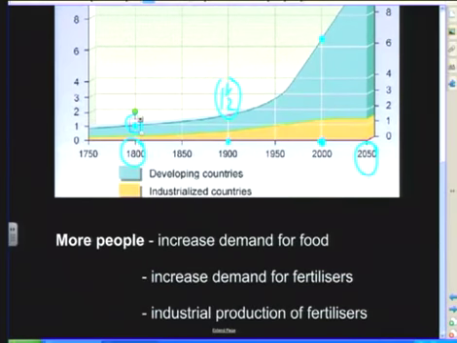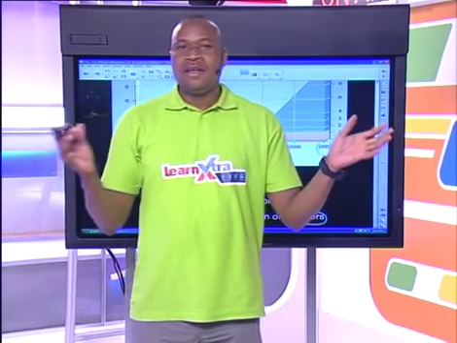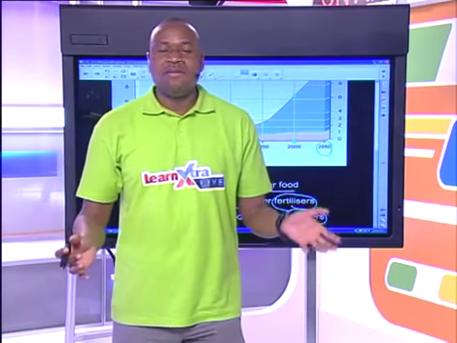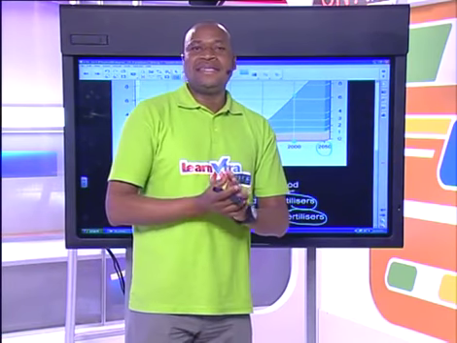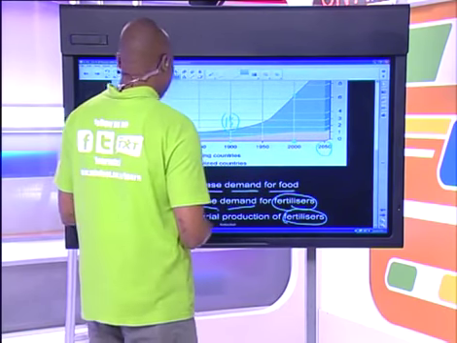So more people would mean more demand for food. Increase in the demand for fertilizers became necessary, okay? And then industrial production of fertilizers had to come in. So scientists had to sit and say, well, from our laboratories, what can we do to produce these plant nutrients? And then we can sell these to farmers and they can use it to nourish their plants so we can have food security in the country.